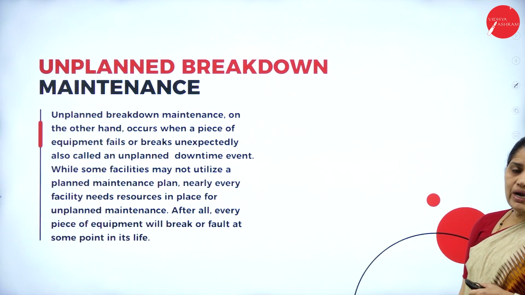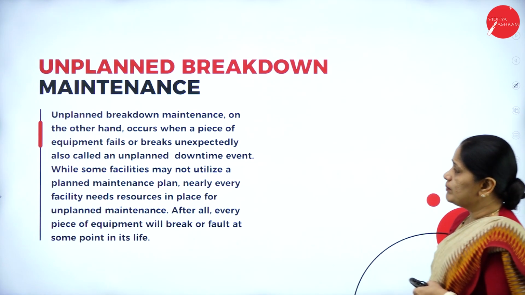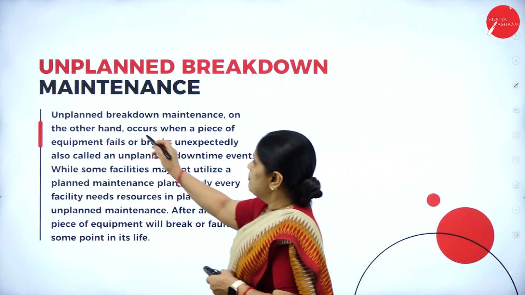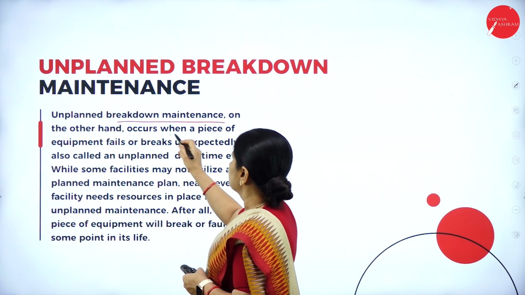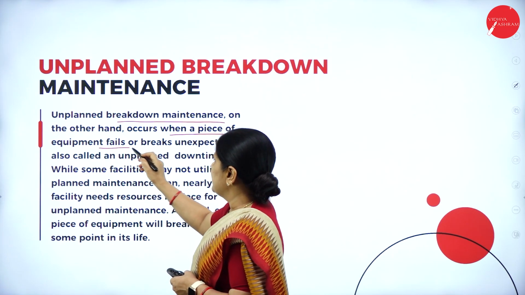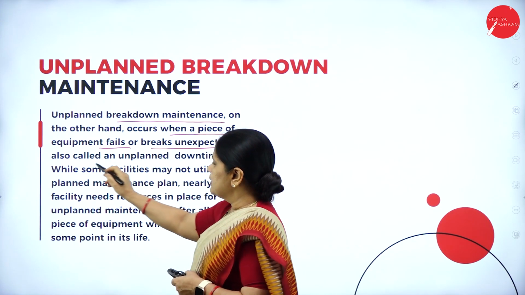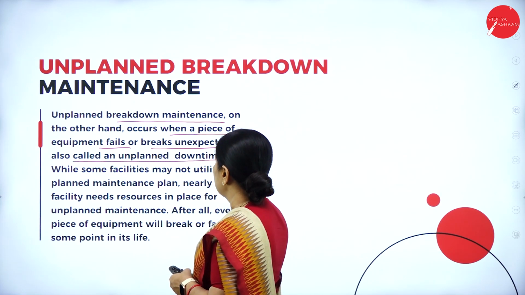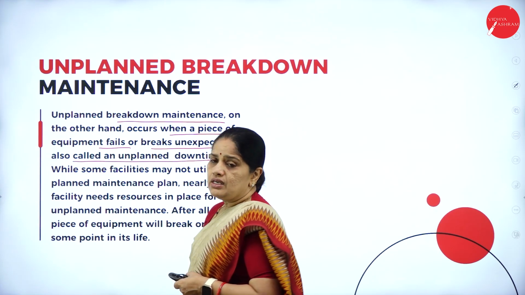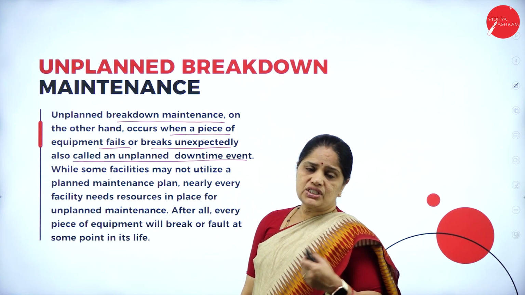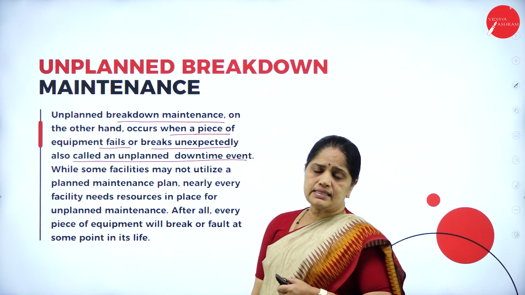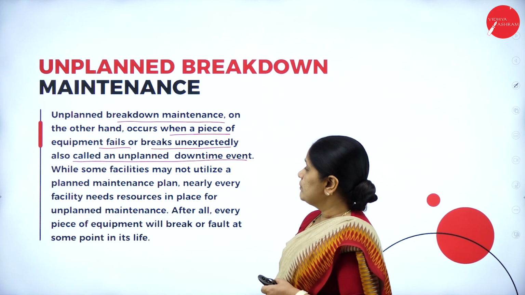Then the second one is unplanned breakdown maintenance. This occurs when a piece of equipment fails or breaks unexpectedly, also called an unplanned downtime event. So when a piece of machinery just breaks, that is called an unplanned breakdown event.